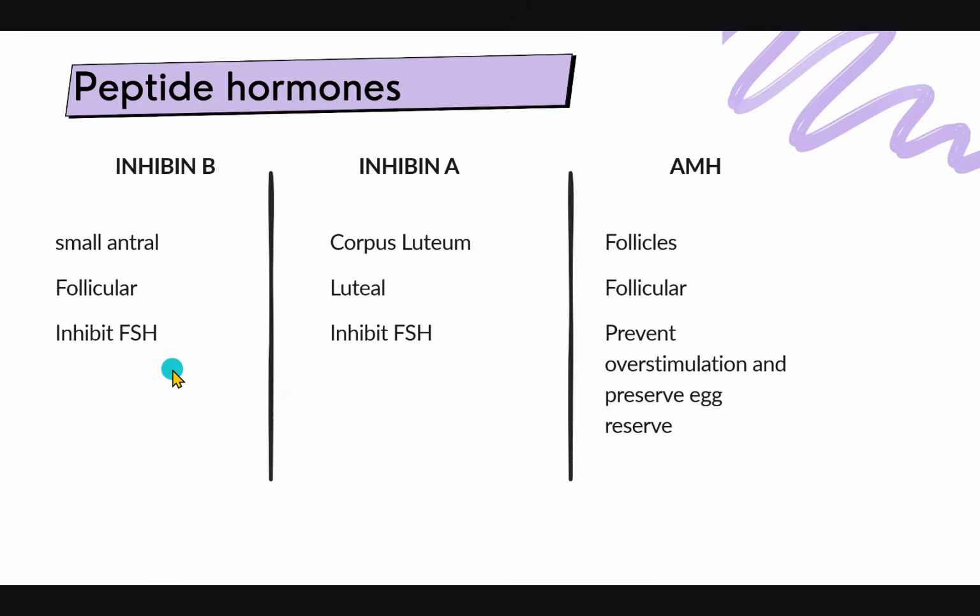Again, what does it function? They inhibit FSH release. Compare that to inhibin A, which is released from the corpus luteum in the luteal phase, and again, they inhibit FSH levels. Now, moving on to the functions of anti-Mullerian hormone.